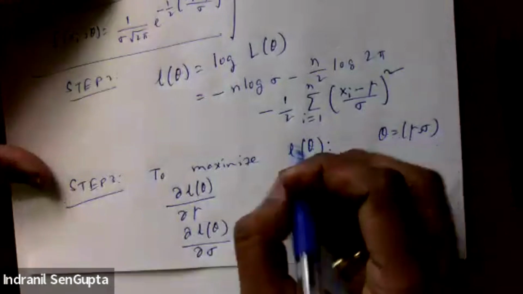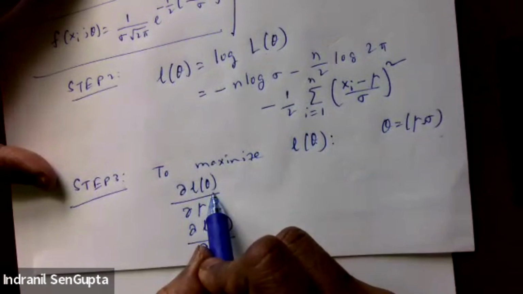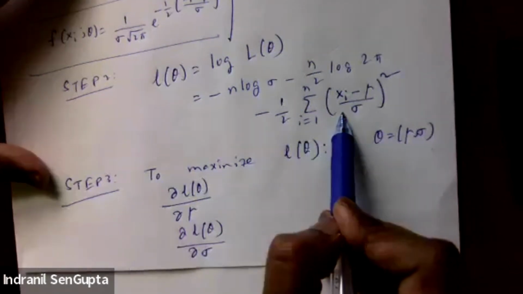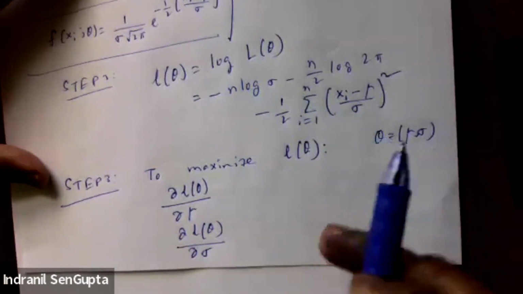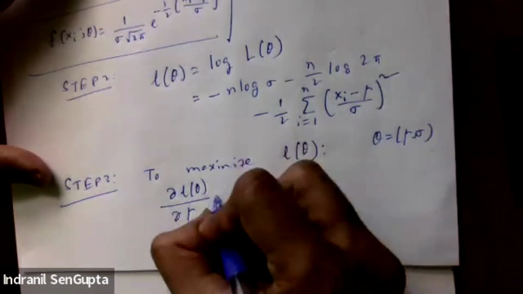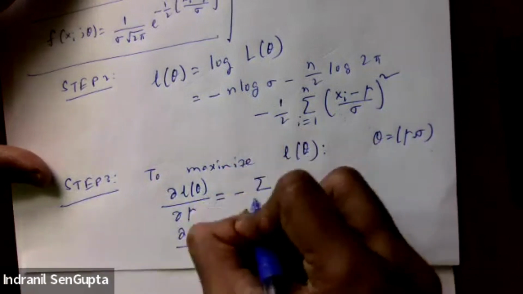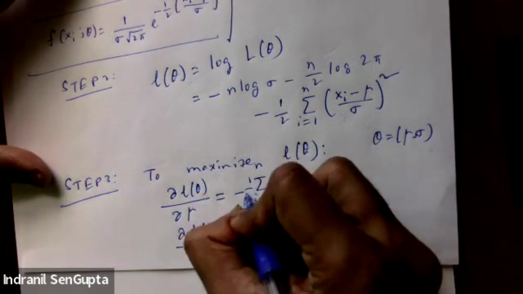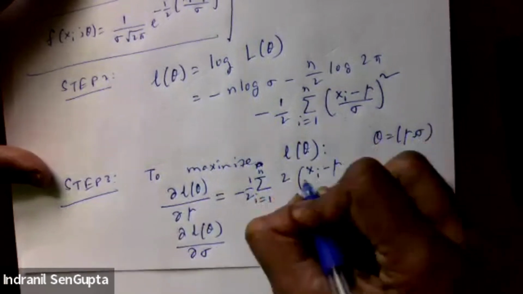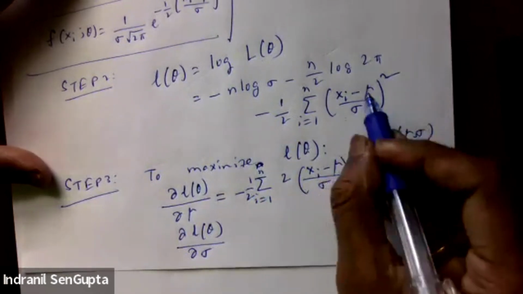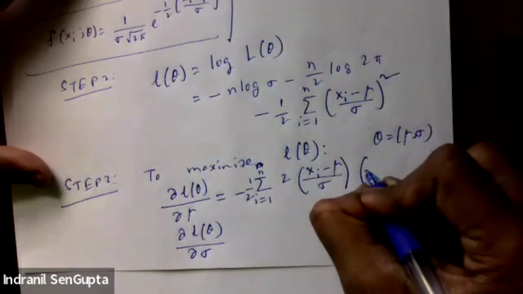It's fairly simple in the sense that when you differentiate with respect to mu, the only term it will see is the last term. And when you differentiate with respect to sigma, it will see the first term and the last term because both have sigma. I'll leave it as an exercise. So when it's differentiated with respect to mu, only this term is differentiated. So it's going to be minus, sum i from 1 to n, 2 times (xi minus mu) over sigma, and then differentiating with respect to mu gives again minus 1 over sigma.